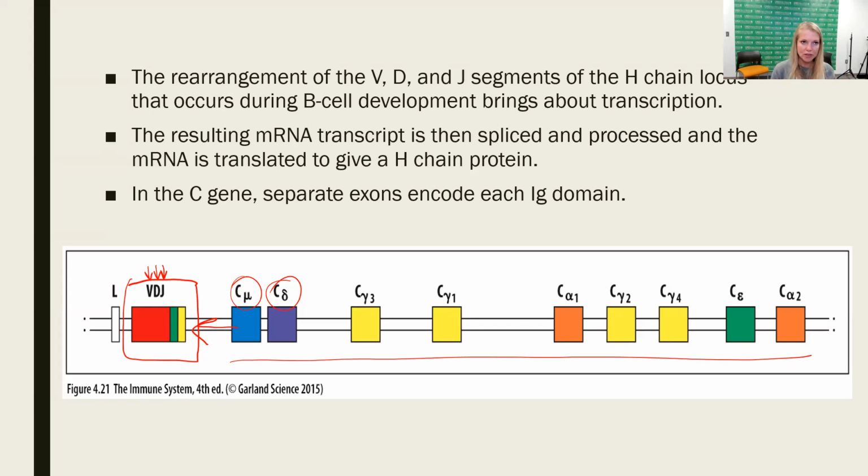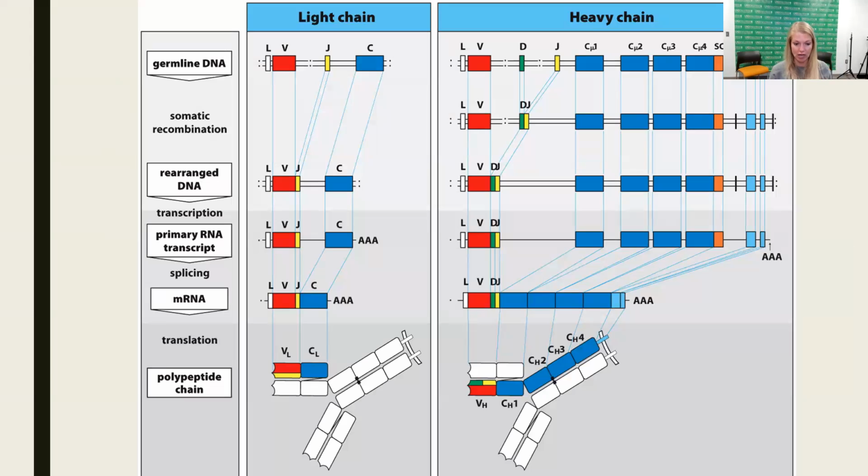Okay. Here's an image now that will kind of bring all of that information together, looking at both the light chain and the heavy chain side by side. So let's start with the light chain. It's a really great review slide. We have our germline DNA up here. So our light chain is going to have variable segments, joining segments, and constant segments. And it can be kappa or lambda. We don't know. It's going to happen on both of those chromosomes. Our germline DNA for the heavy chain will have our variable segments, our joining segments, but also our diversity segments, and then all of our constant regions, okay, with mu being the closest.